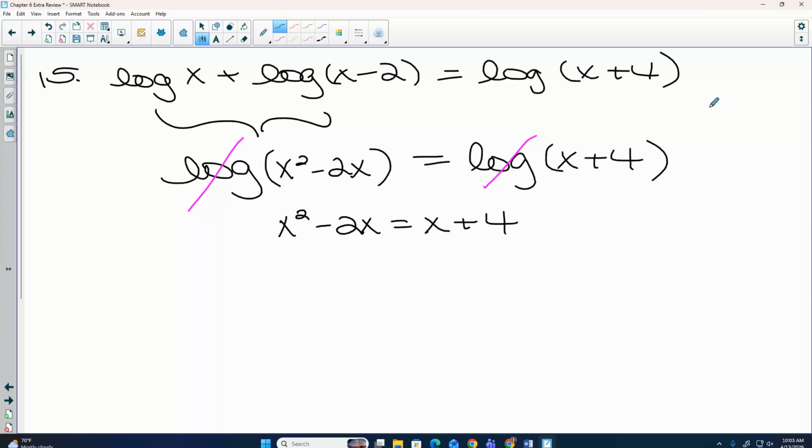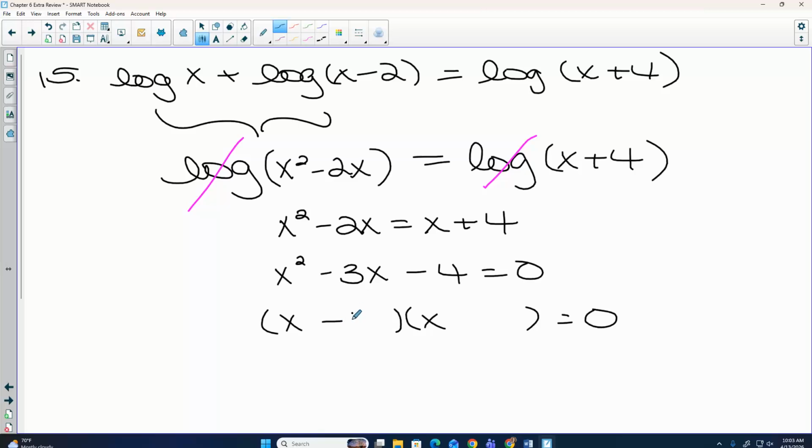And then what? So if we bring over the x, bring over the 4, we have it equal to 0. Multiply to negative 4, add to negative 3. Negative 4 and positive 1. Set those equal to 0, and we get 4 and negative 1.